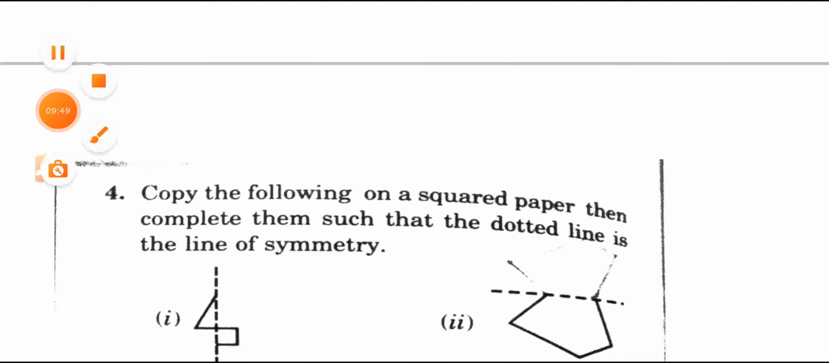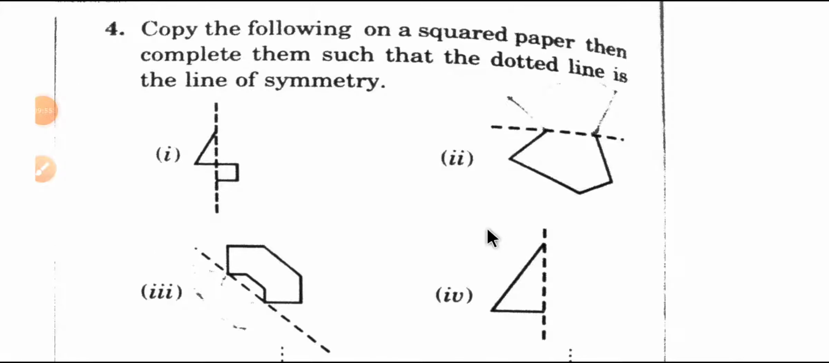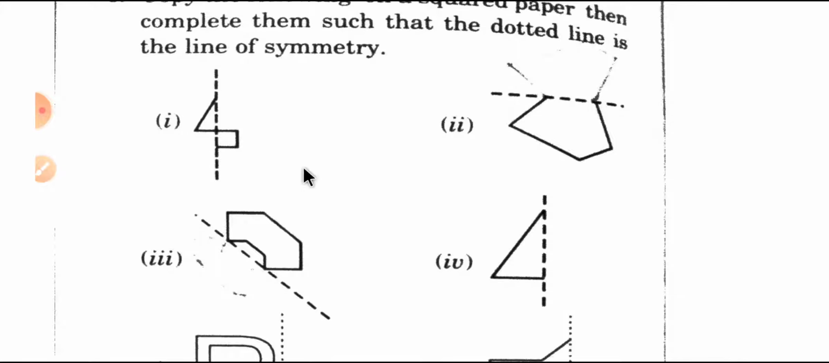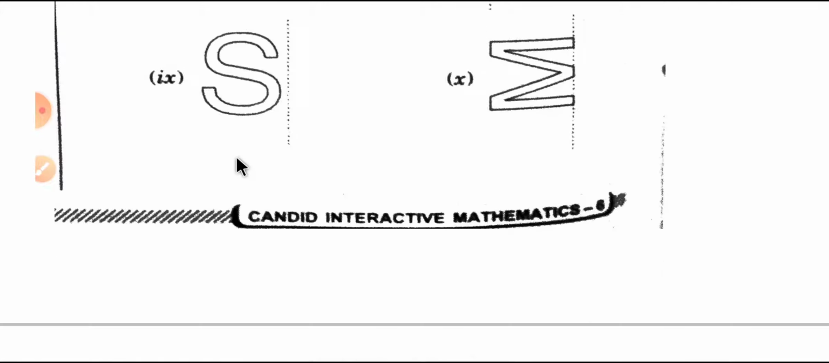Then question number 4, copy the following on a square paper, then complete them such that the dotted line is the line of symmetry. Simply you have to make it on a paper. So what we have to do, we have to complete this figure as the dotted line is given. So these are some of the questions.